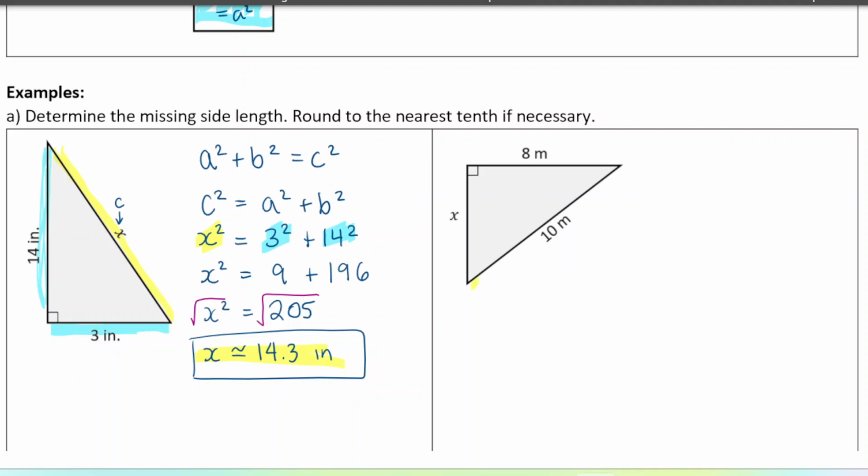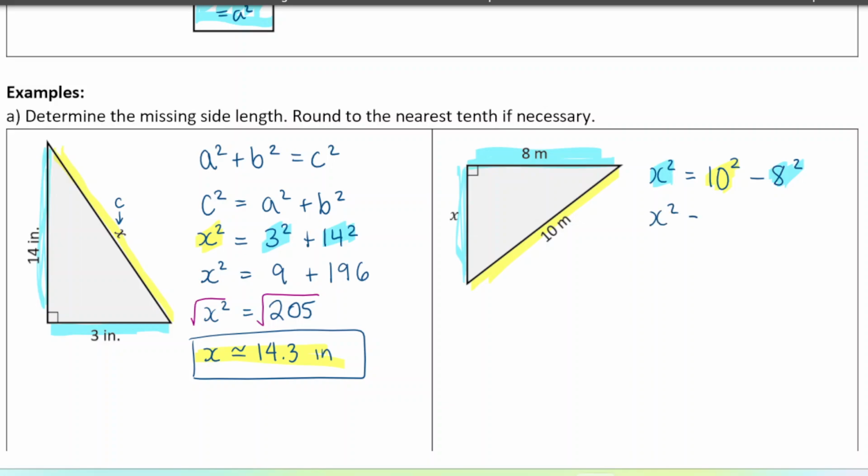This time, the hypotenuse is given to us, but we're missing one of the legs. So when we're missing one of the legs, instead of adding in the Pythagorean theorem, we're going to subtract because I have the larger side already. So x squared is going to be 10 squared minus 8 squared. So we're looking for one of the blue sides. We have the longest side, we have the hypotenuse, and we have one of the legs. So you subtract when you want to find one of the smaller sides.